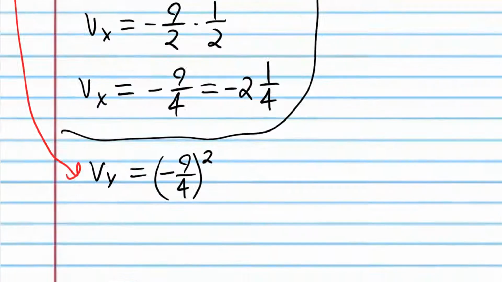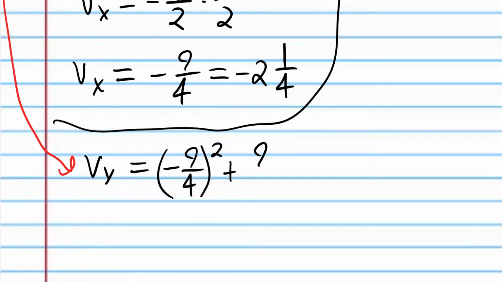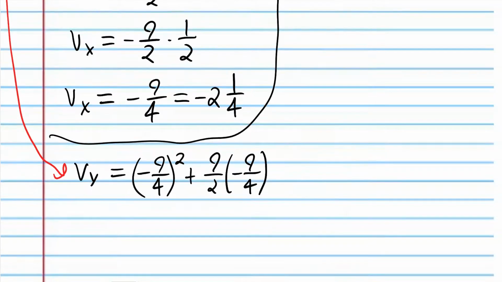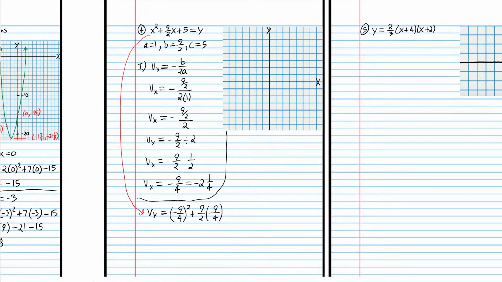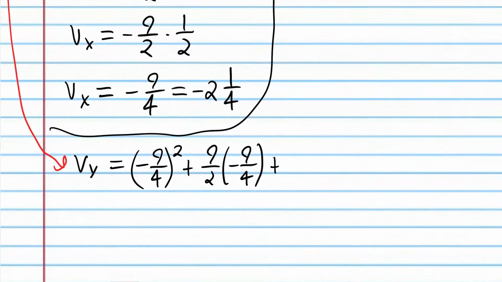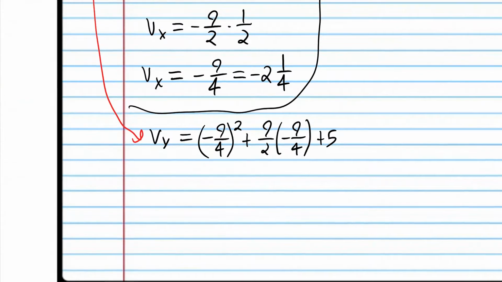And we have 9/2 times negative 9/4 plus 5. And negative 9/4 squared is 81 over 16. And 9 times 9 is 81. 2 times 4 is 8. Positive times a negative is a negative.